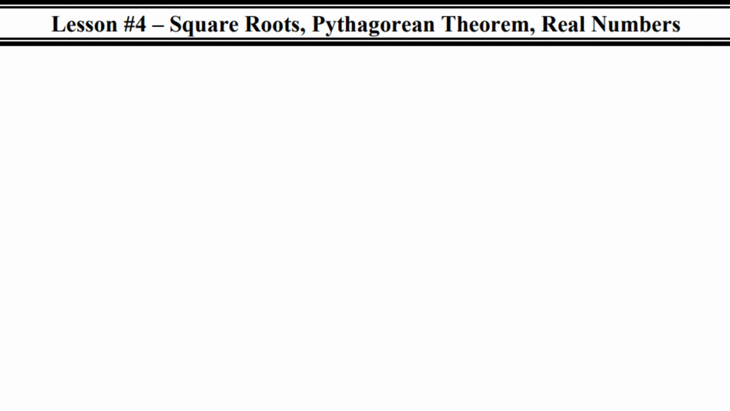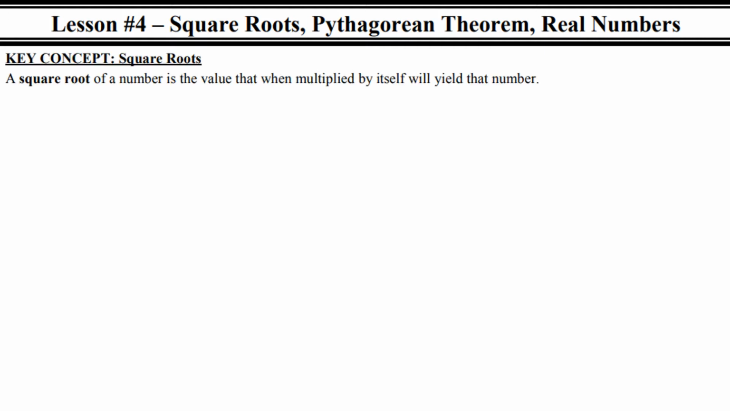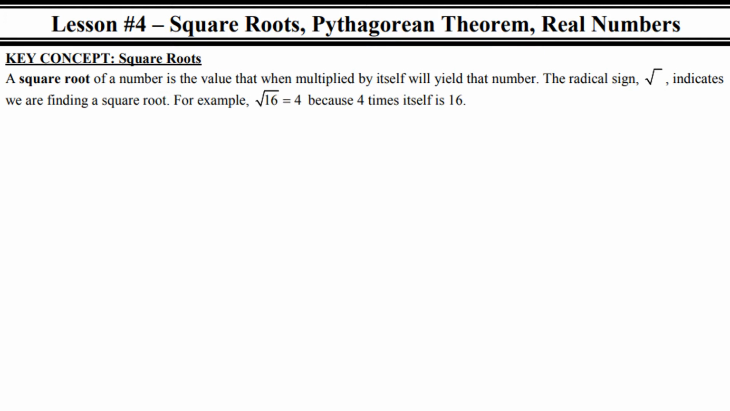Lesson number 4, Square Roots, Pythagorean Theorem, and Real Numbers. To begin, let's look at the key concept of square roots. A square root of a number is the value that when multiplied by itself will yield that number. The radical sign, as shown here, indicates that we are finding a square root. For example, the square root of 16 equals 4 because 4 times itself is 16. The number under the radical sign is called the radicand.